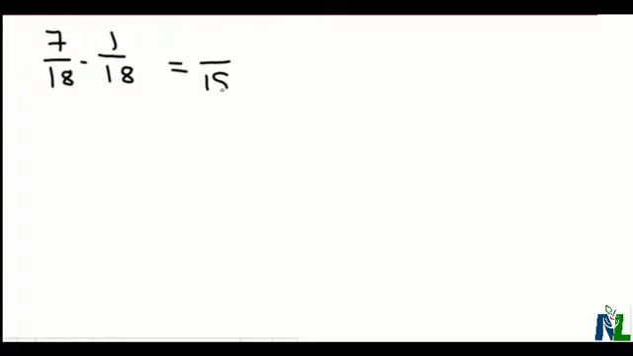Well, the pizza is still cut into 18ths, but now you only have 6 out of the 18 slices. As always, we must ensure that our answer is in simplest form. And you should notice that 6 and 18 are both divisible by 6. So the answer is 1/3.